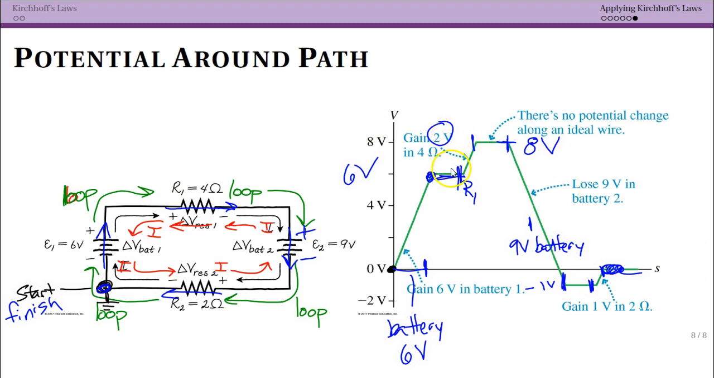And so plotting that is a little awkward if you don't know that you're actually going opposite of your current. Your plot wouldn't work out. So make sure that you think about this and calculate your current first, and then you could have just gone the opposite direction in your loop to do the analysis. It still would have worked out.